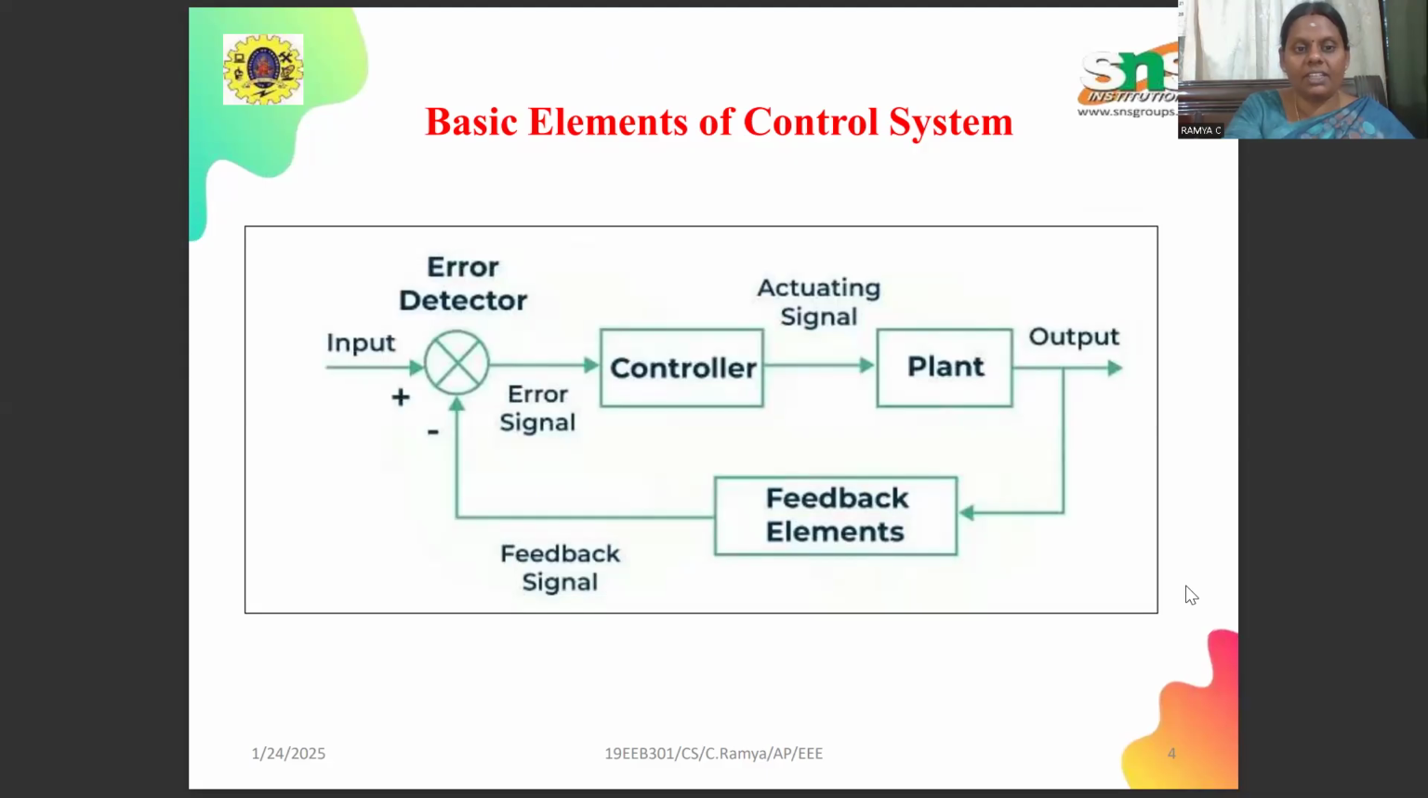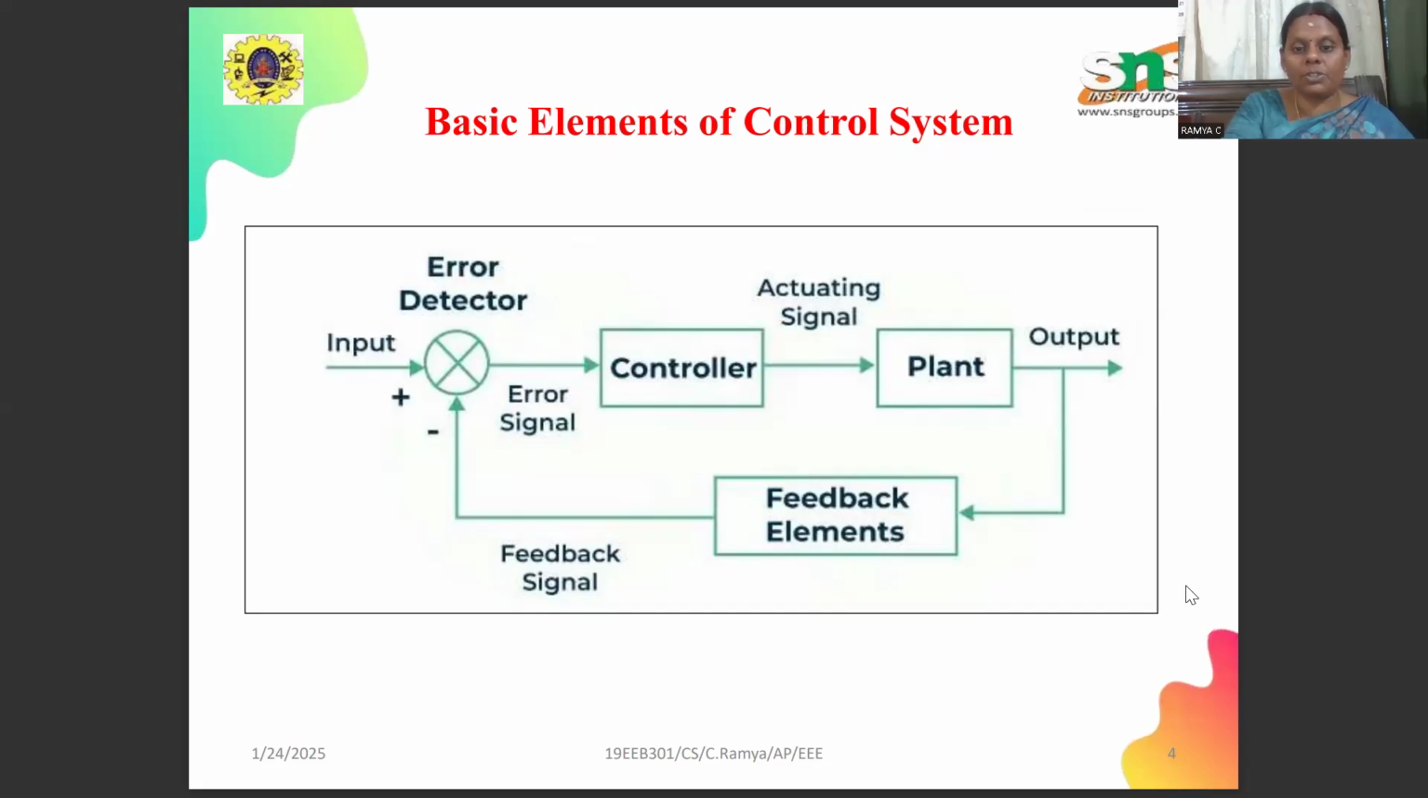Initially, we are giving the input signal, and that input signal goes to the error detector. The error detector will act as a comparator, so obviously it has two or more signals. One is the input signal and the other is the feedback signal. By comparing the input signal with the feedback signal, it will produce the error signal. That error signal will be given to the input of the controller.